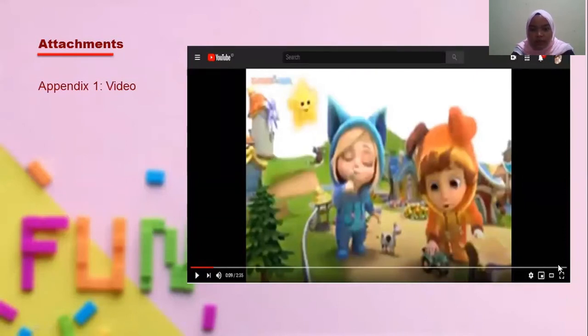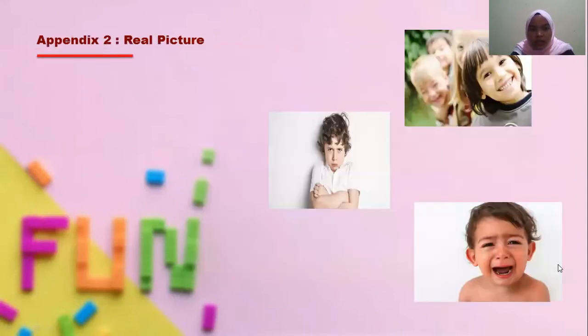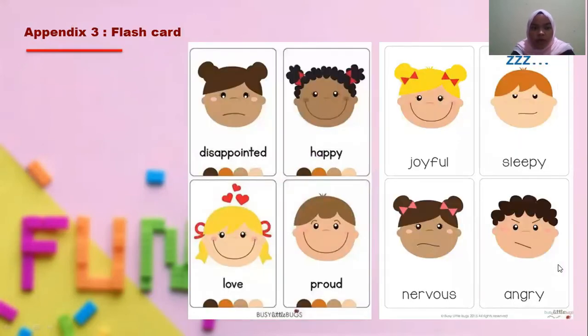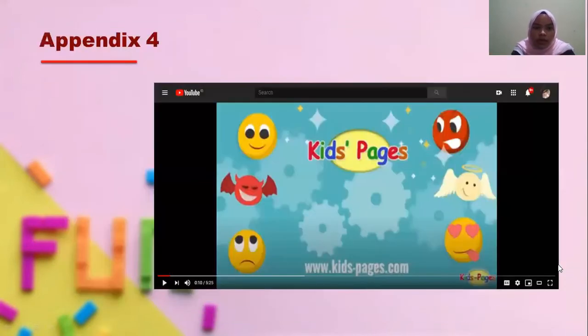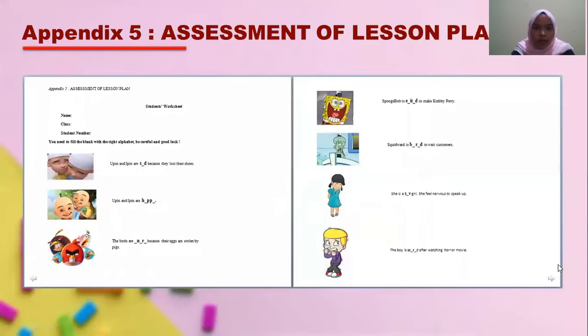And for the attachments, for the student assessment in Appendix 1, the teacher provides the sing videos. And then Appendix 2 is about the real pictures. And in Appendix 3, flashcards that the teacher will use in explaining to the students about human feelings expression. And then Appendix 4 is for the video presentation for the student assessment. And then in Appendix 5, assessment of the lesson plan.